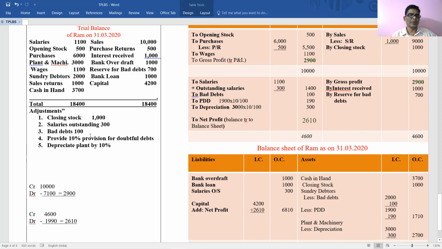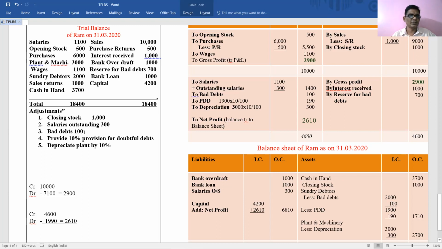That's five items. Provide 10% provision for doubtful debts. Very simple. Provision for doubtful debts is given in adjustments. First, less 2000 minus 100 bad debts, you get 1900. So provision for doubtful debts is to be calculated at 10% on 1900, not 2000. This is the main mistake done by students. Provision for doubtful debts is to be calculated after deducting the adjustment bad debts.